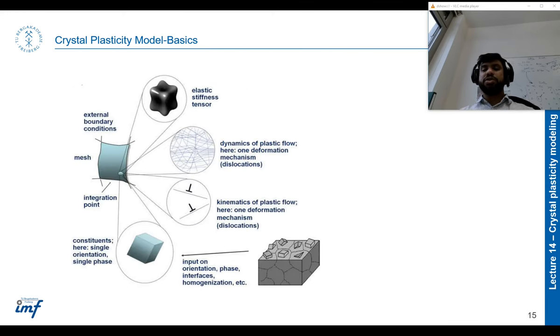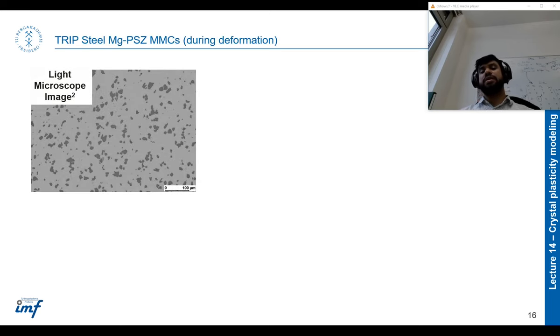Now this whole methodology is implemented in Damask, where we have this whole bulk of a material, and for a very small point we define an elastic stiffness tensor, we define the dynamic plastic flow. If we use that kind of model, we use kinematics of plastic strain. We also define the constituents, if it is single phase or multi-phase and so on. And this input comes from a representative volume element and so on. And all this is present in Damask.